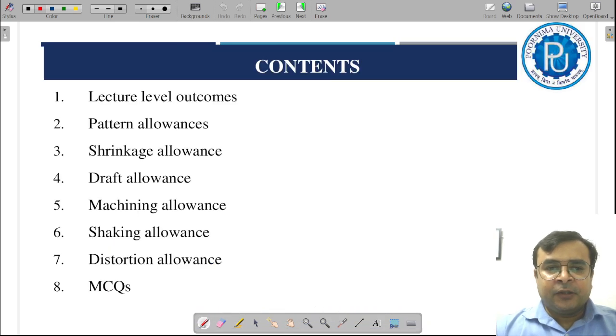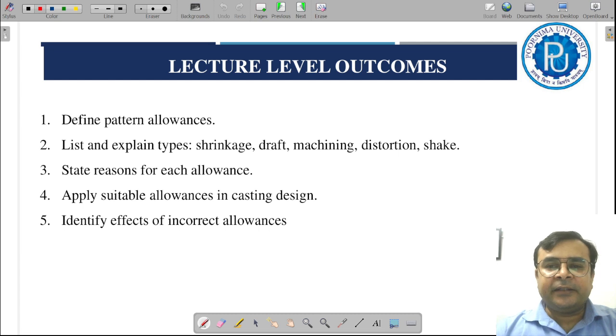These are the contents which I am going to cover in this lecture: lecture level outcome, pattern allowances, shrinkage allowance, draft allowance, machining allowance, shaking allowance, distortion allowance, and some multiple choice questions related to these topics. At the end of this lecture, students are able to understand how to define pattern allowances, the different pattern allowances, and the importance of all the allowances.